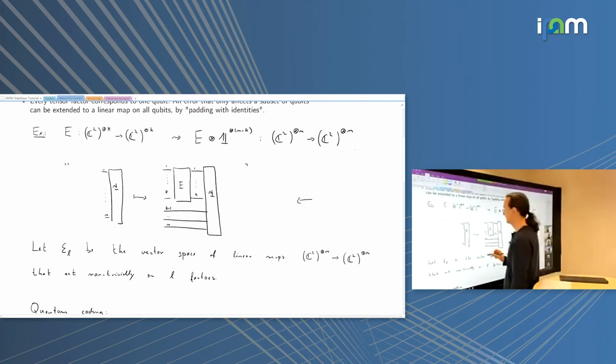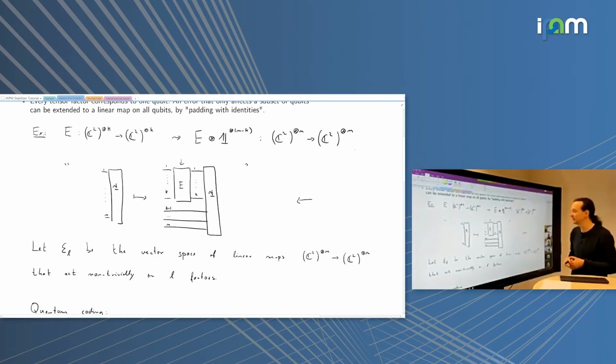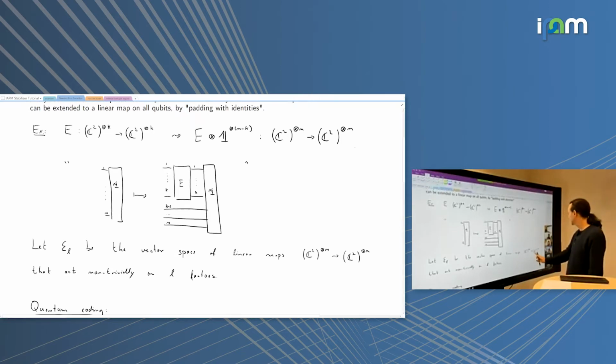So an n qubit object is a tensor with n legs, 1 to n here. And if I have padding with identity, it means I take the linear map E and I contract it with k of the indices. They are contiguous here, but they don't need to be, and I leave the other indices alone. So this way I have explained what I mean by a linear map that only affects a small subset of all the tensor factors. And this will be our error.